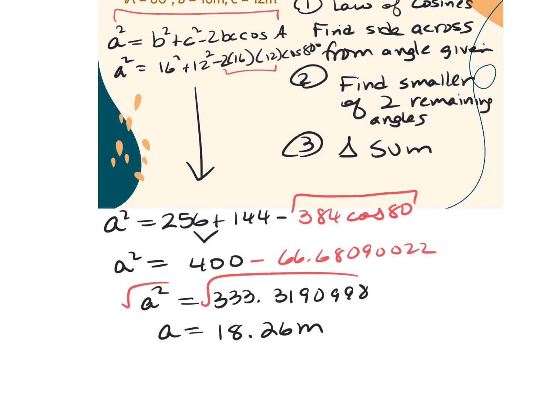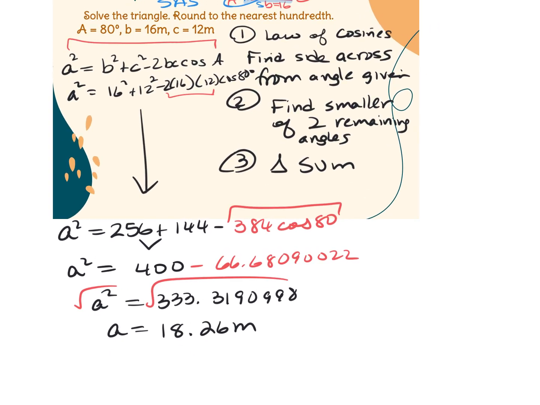So now that was using law of cosines. So now step 2, I use law of sines, and I'm going to find the smaller of the remaining angles, and my smaller side is C, it's 12.